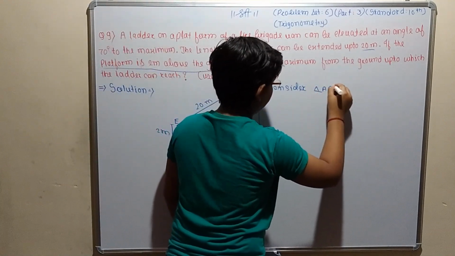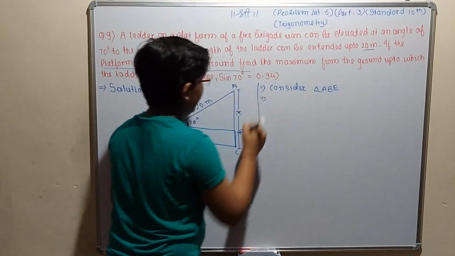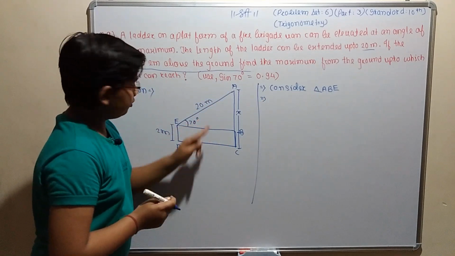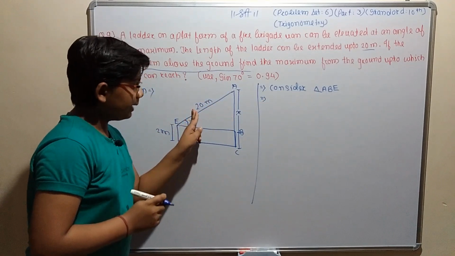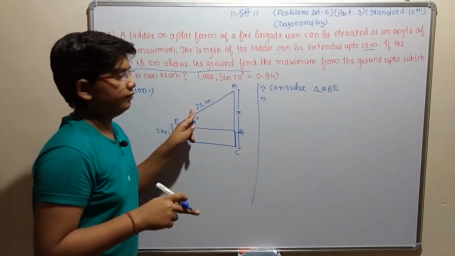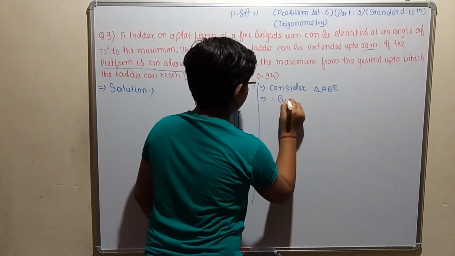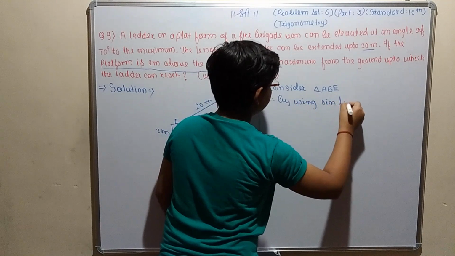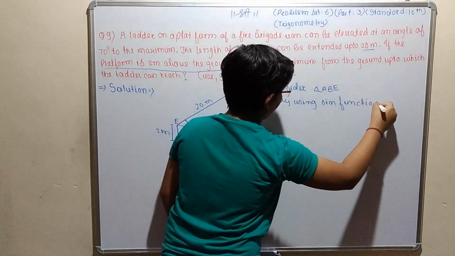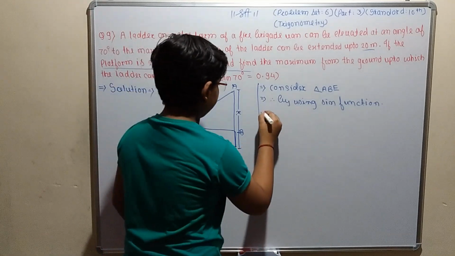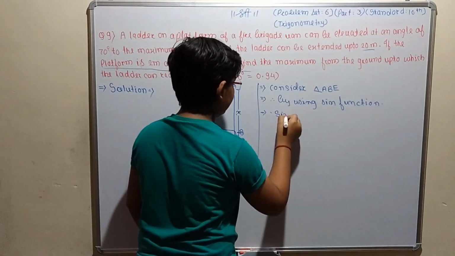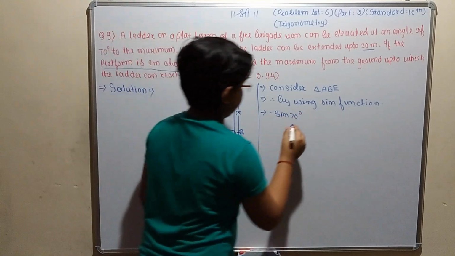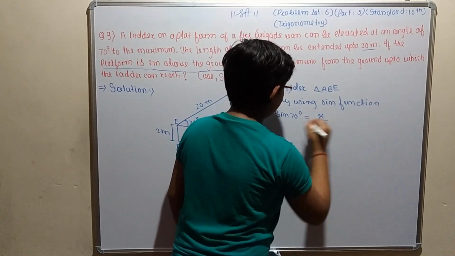Now in triangle ABE, to find the value of x or the height x, which function must we use? We have to deal with the opposite and the hypotenuse. So we must deal with the sine function. So by using the sine function, we can say that sine 70 degree equals x by 20, that is opposite by hypotenuse, equals x by 20.